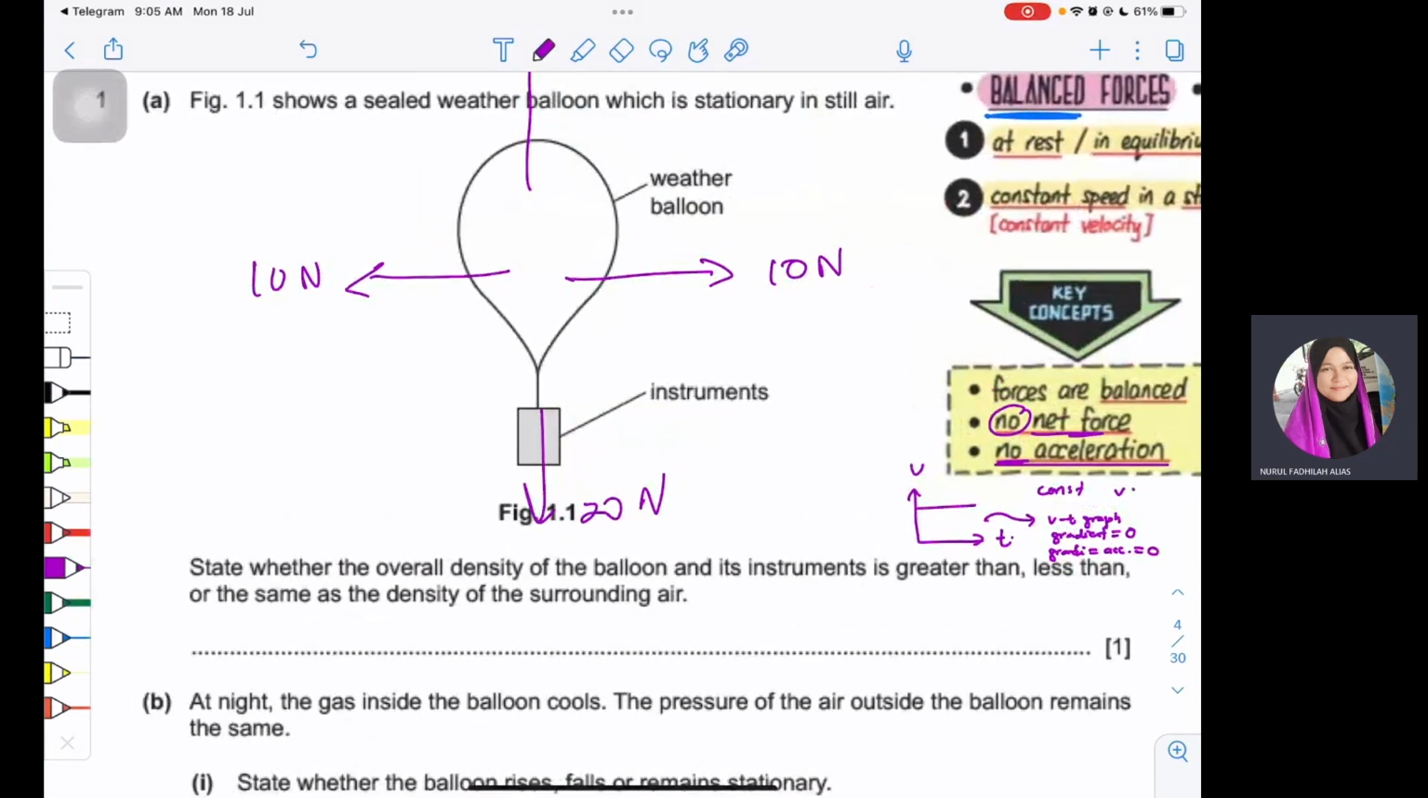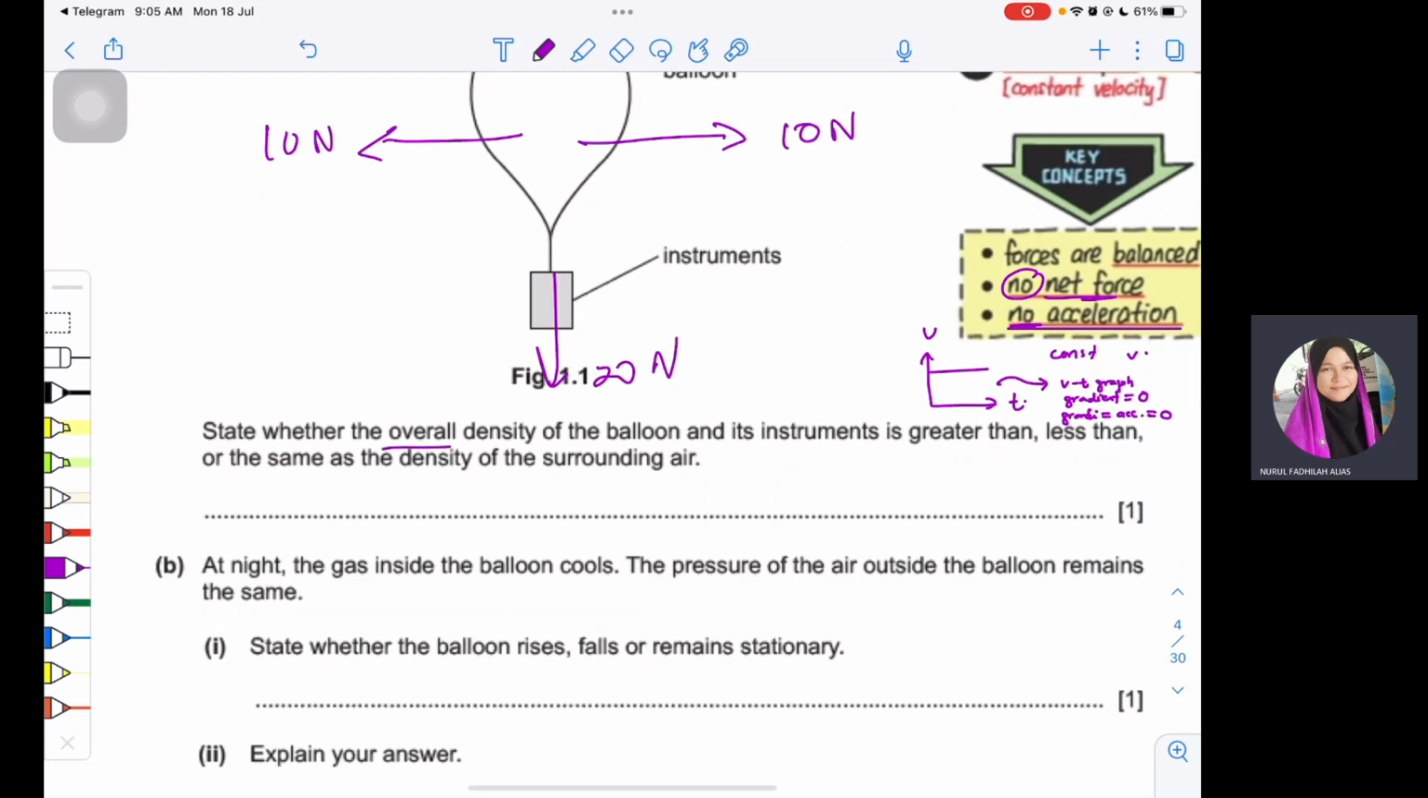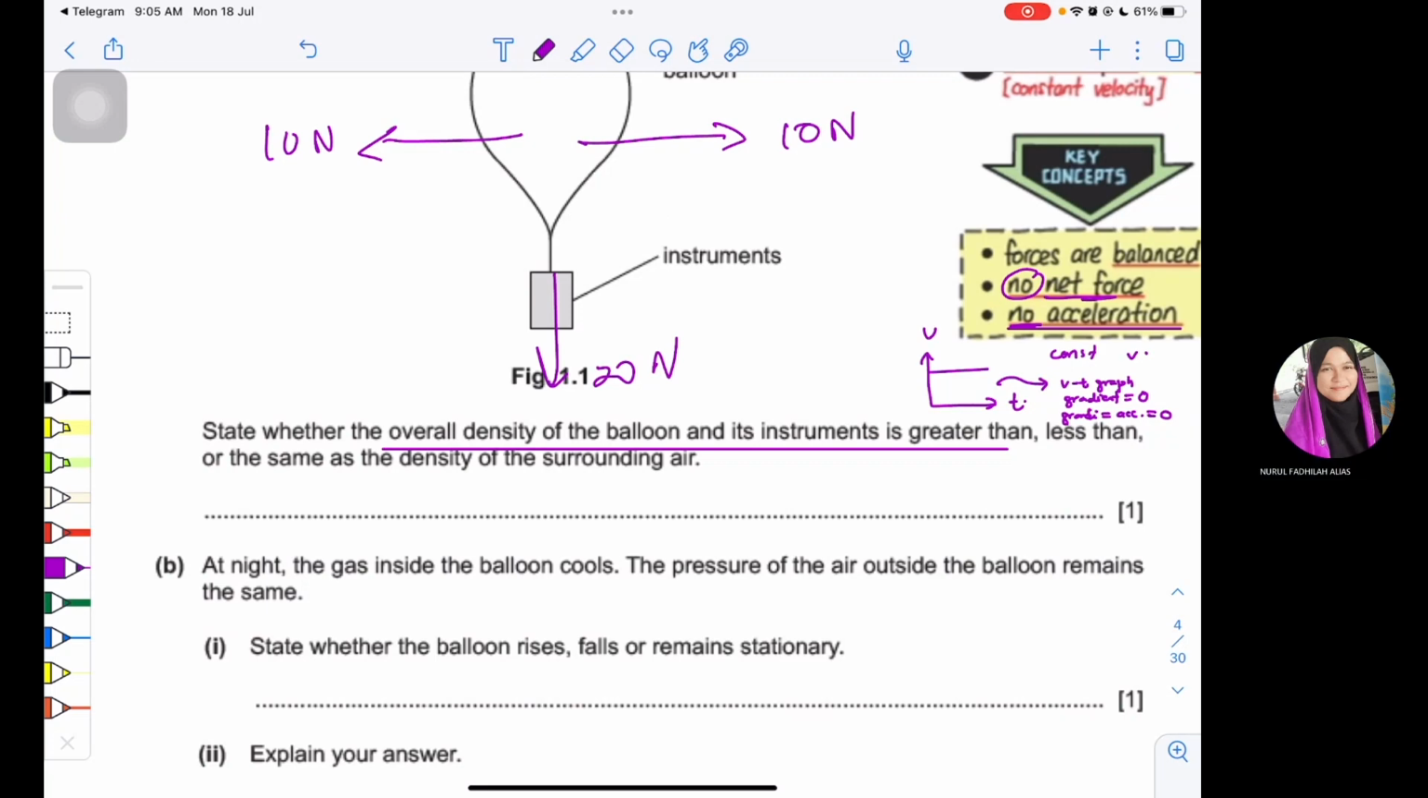questions, tapi kita kena tahu banyak benda ni dah. All of these are behind dalam kepala kita. So bila semua ni kita tahu, any questions kat keluar, you can answer. Now state whether the overall density of the balloon and its instrument is greater than, less than, or the same as the density of the surrounding air.